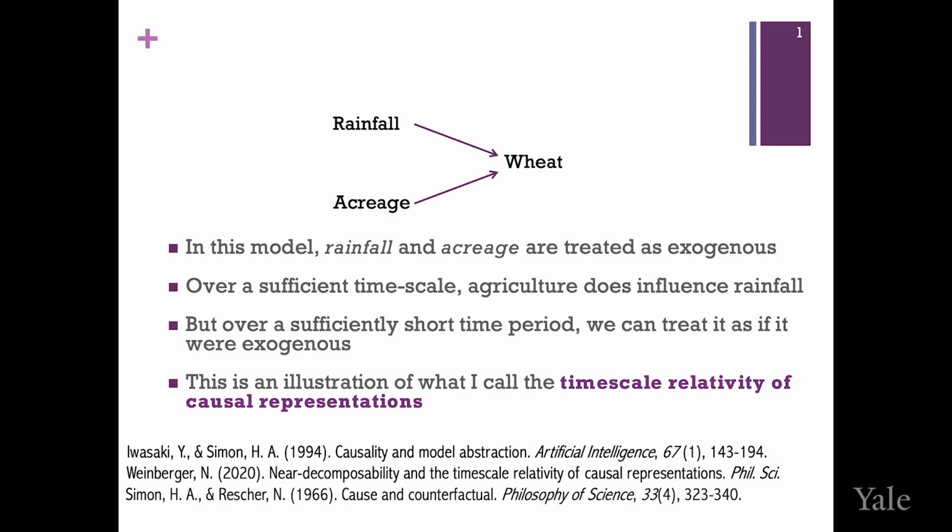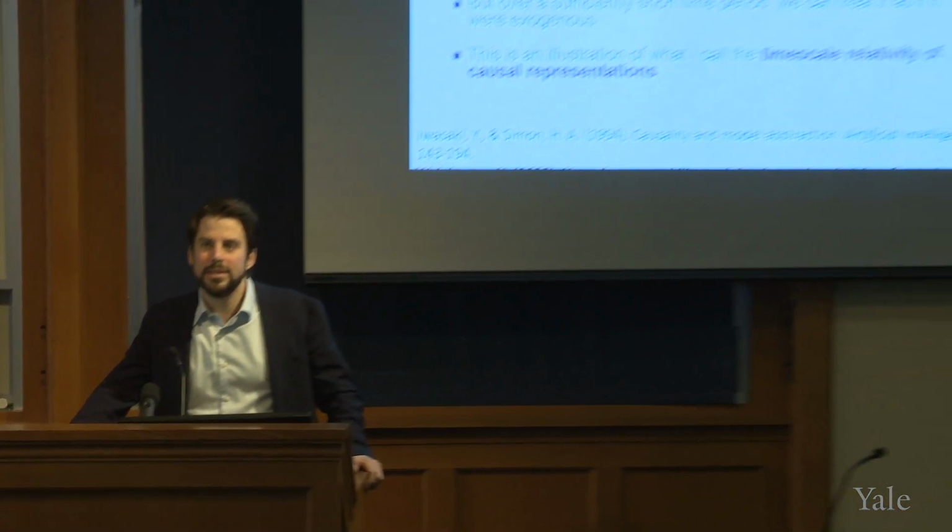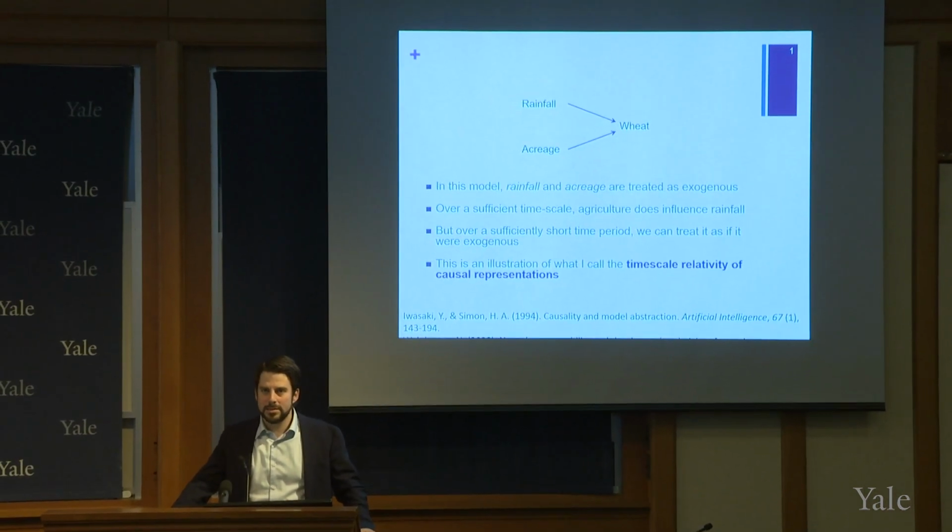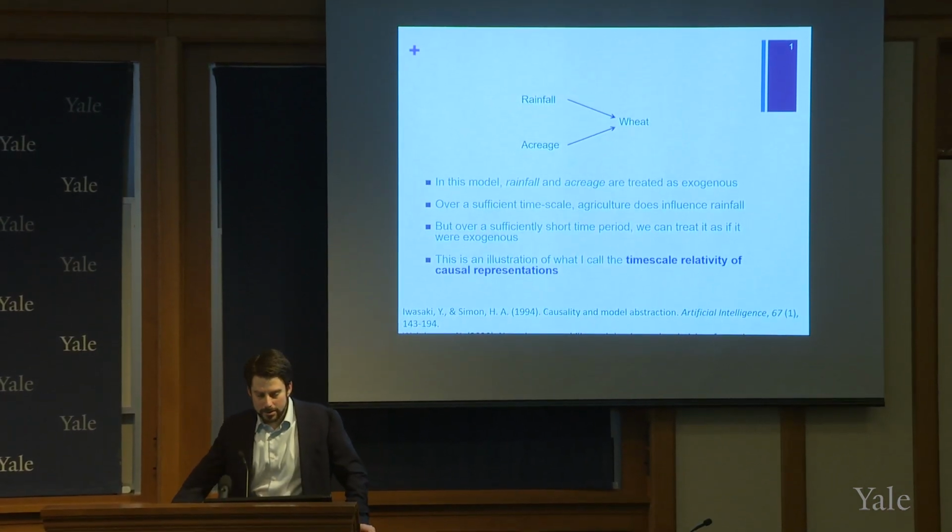But it turns out that if we think of these not as just single events, but as things that we're measuring repeatedly, so rainfall year after year, wheat growth year after year, and if we think about a long enough time scale, it could be that over 100 years, 200 years, agriculture does influence climate. At that time scale, any influence of wheat growth on rainfall is so slow and so small that we can just ignore it. Okay, so that's just the starting example, and I'm using it as a way to illustrate the notion of the timescale relativity of causal representations. And that's something I'll be talking a lot about.